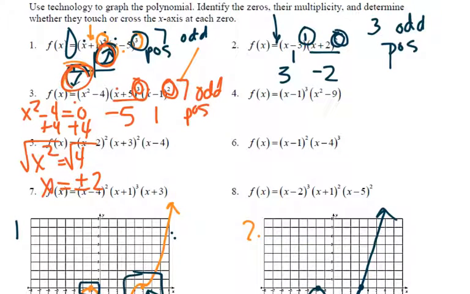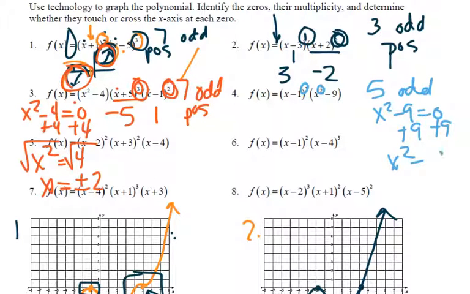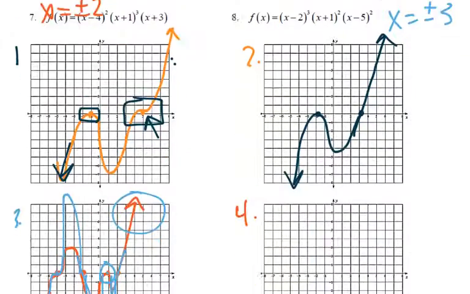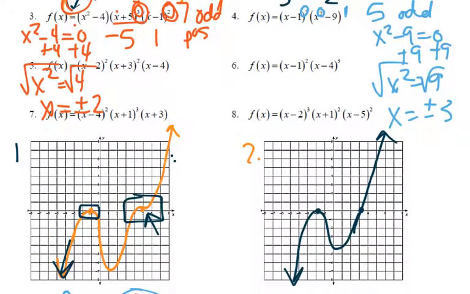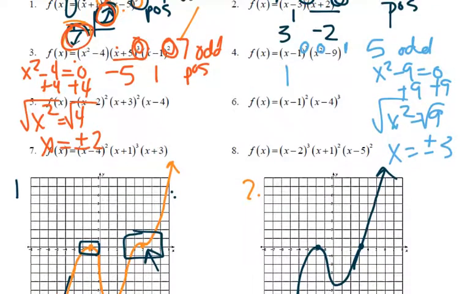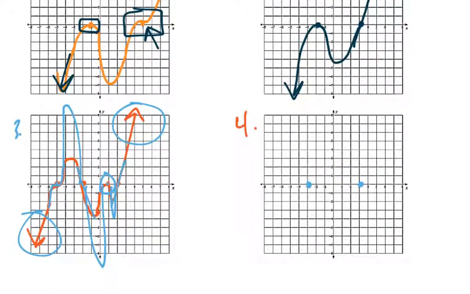Okay, so number 4, we've got 3 and 2, so 5, so another odd one. So x squared minus 9, we could solve that. We get x squared equals 9, square root. So x equals a positive and a negative 3 with a multiplicity of 1 for each. So positive 3, negative 3. So they're going to be going through, aren't they? Then we also have a positive 1 with a multiplicity of 3. So that one's going to go through as a positive one.